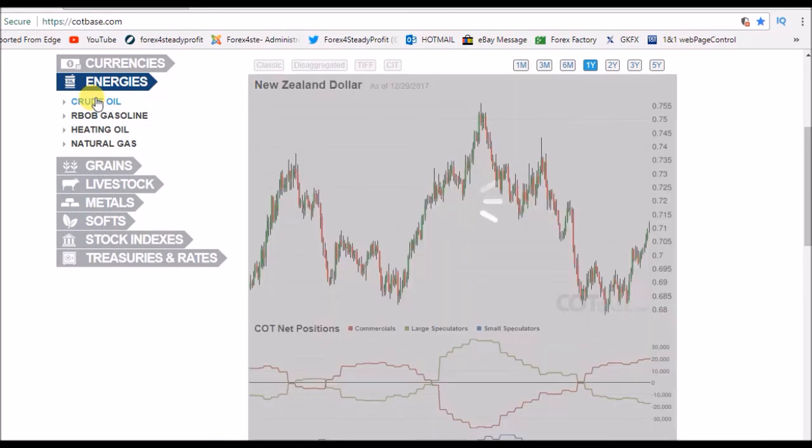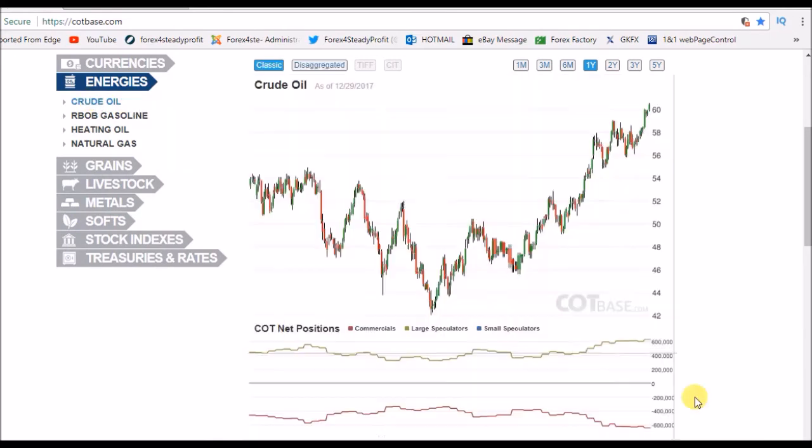Energies, crude oil. We've still got an extreme. This is an all-time extreme bearish position taken on crude oil. So I am basically expecting a lot more downside in that.